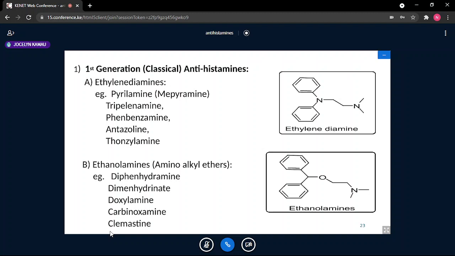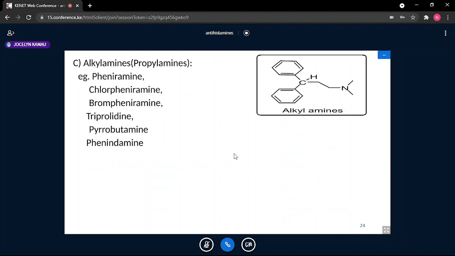And then on page 2, you have the ethanolamines. You can see the structures of diphenhydramine, dimenhydrinate, carbinoxamine, and doxylamine. What is important to note is that the different classifications depend on what our X is, even before we discuss the SAR.